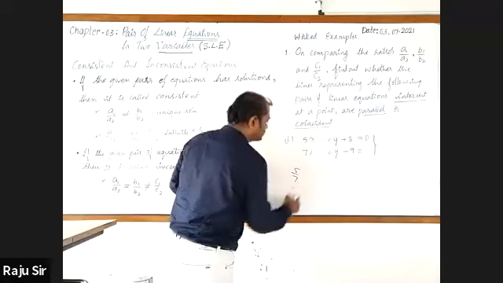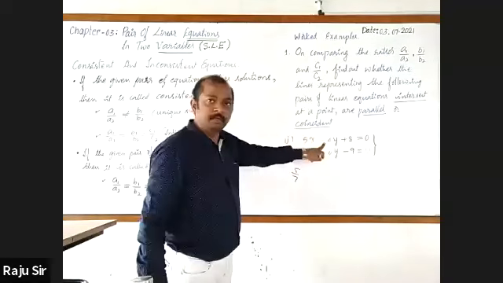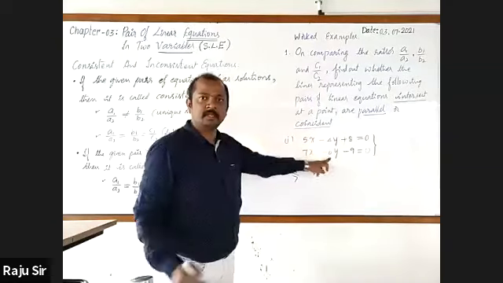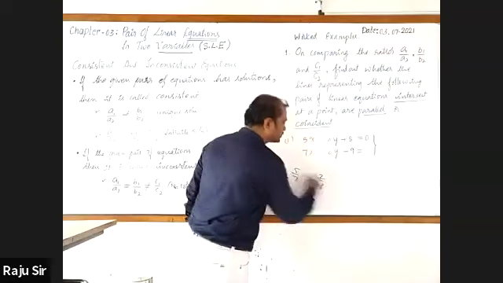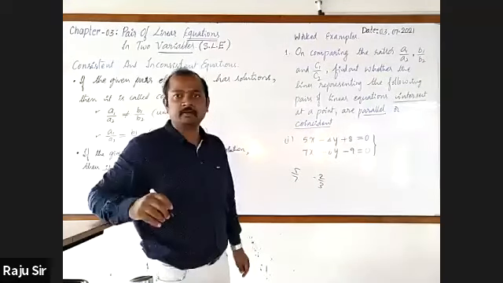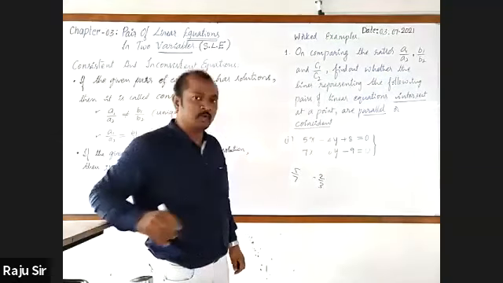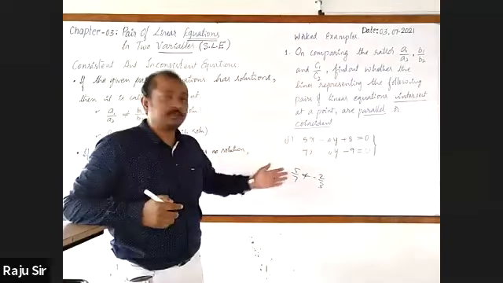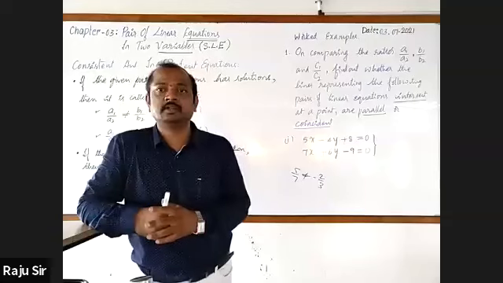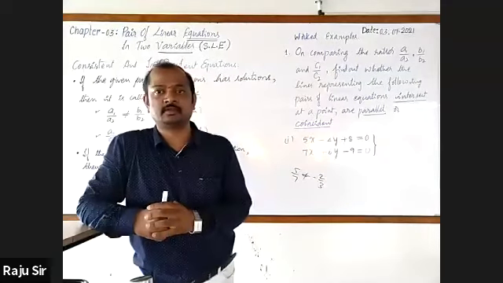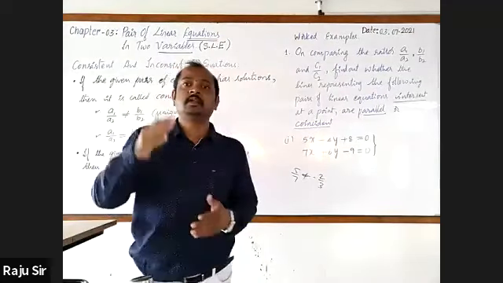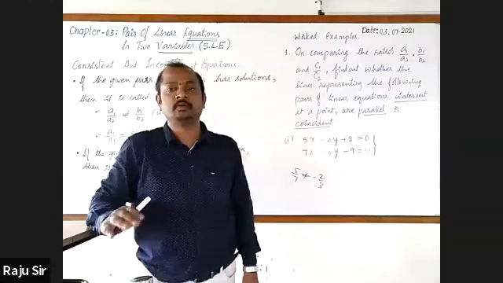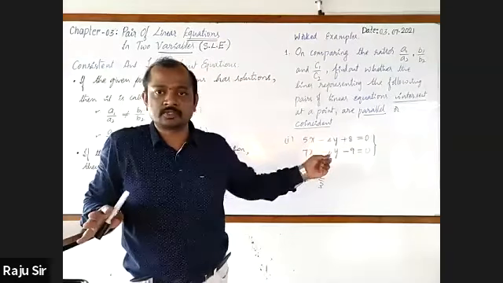5 by 7. Just observe. And B1 by B2: 2 by 3, minus 4 by 6 and minus 2 by 3. Are they equal? No. They are not equal. If they are not equal, you can say that they have a unique solution. If they have a unique solution, the graph of the equations will intersect each other at one point.